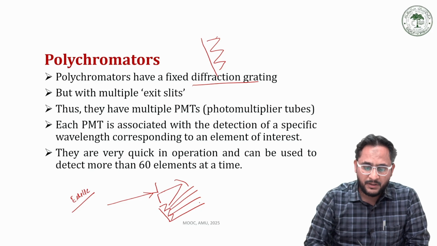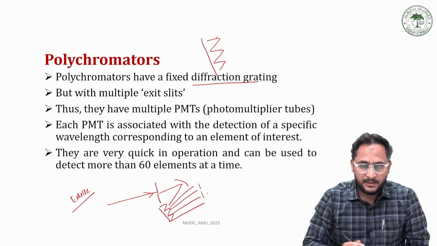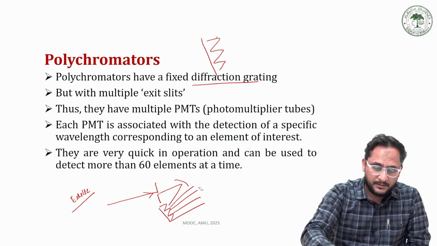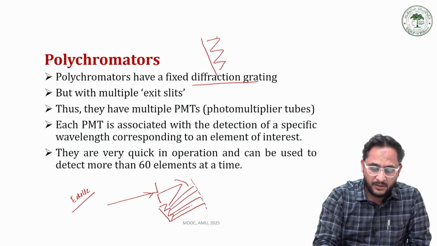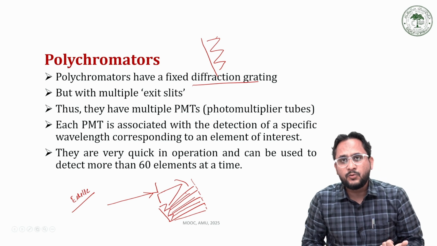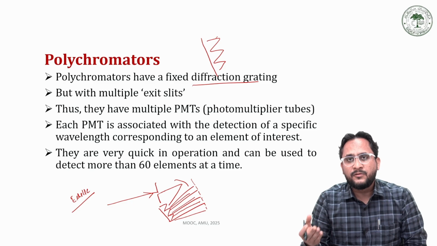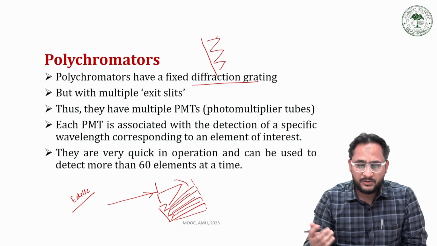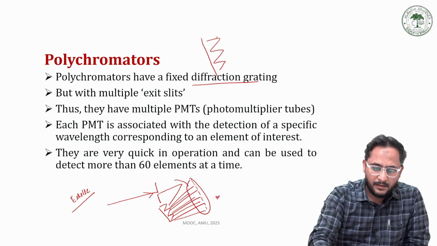Now in the case of a monochromator, we have only one exit slit, but in this particular case we have multiple exit slits that allow more than one light radiation to pass through. Of course, it does not mean that we cannot stop any light radiation. We can exclude some light radiations, but we can still allow 4, 5 or even more light radiations to pass through at a time with the help of these multiple exit slits.